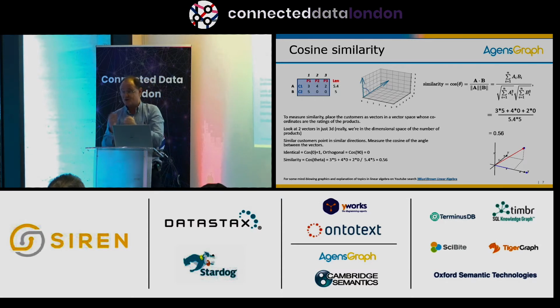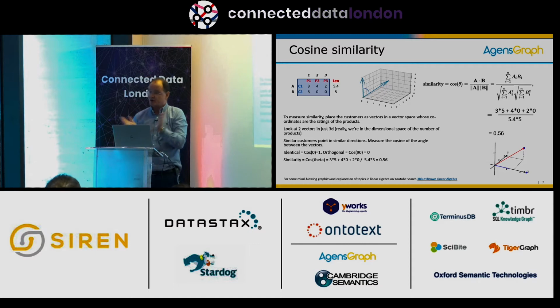If you remember from your trigonometry, the cosine of a small angle is 1, and an orthogonal angle like 90 degrees is 0. So if they're pointing in completely different directions, their similarity will be 0, and if they're really close together, it will be 1. So immediately, I can measure how similar customers are.